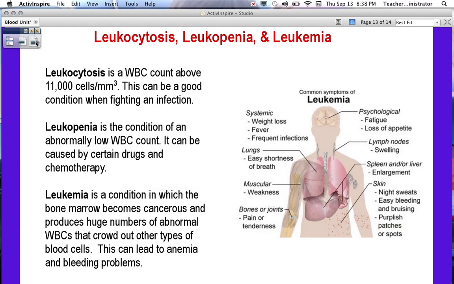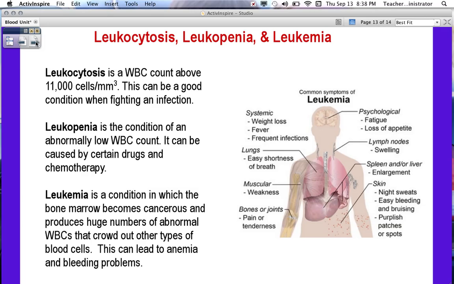There's three different disorders we're going to look at: leukocytosis, leukopenia, and leukemia. Leukocytosis is when the white blood cell count is above 11,000 cells per millimeter cubed. And this would be a good condition when you're trying to fight an infection. You would want to have leukocytosis, so you're going to be able to attack the bad things.